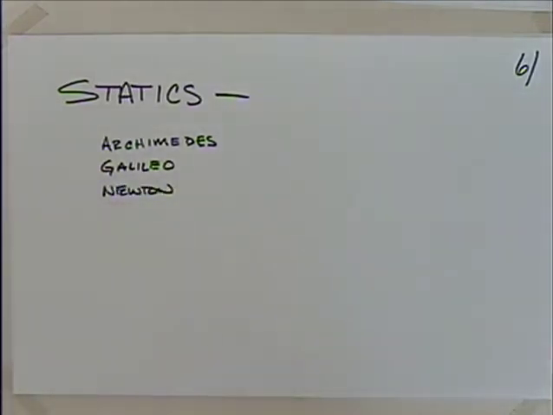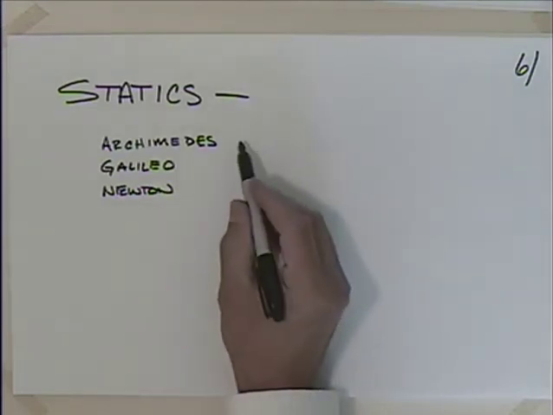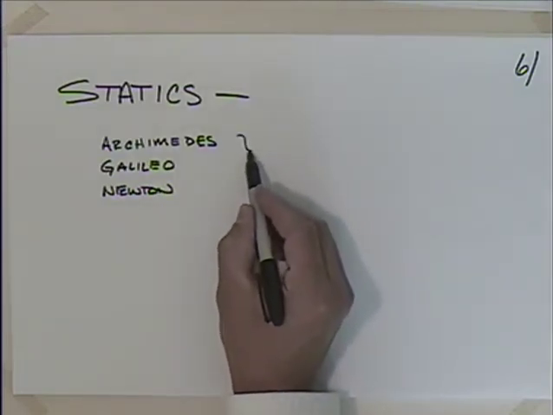Archimedes, as I mentioned earlier, was in the BC years, about 200 BC. Galileo was in about the late 1500s. Newton was about 100 years later, in the late 1600s. A gentleman put a lot of this together. It was before Newton's time, but he put a lot of this together.